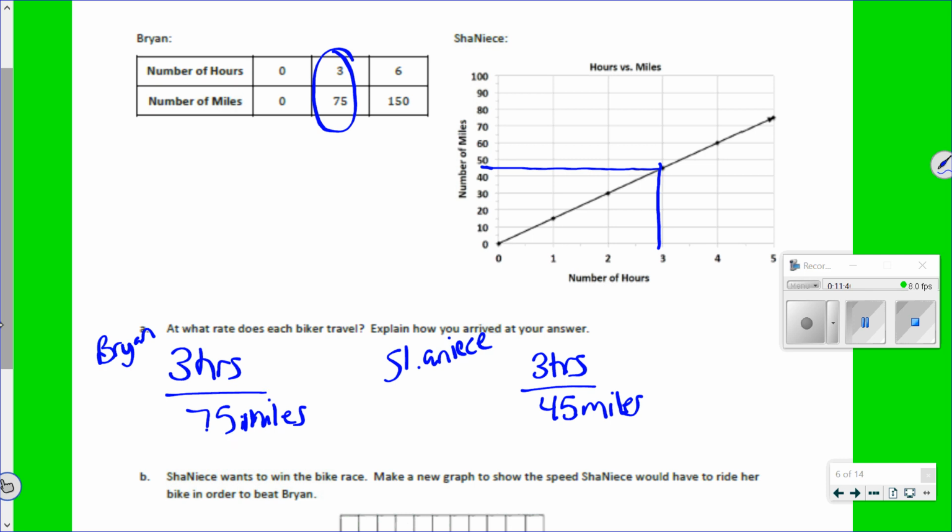So the first thing we need to do is set up, because we're going to go down to 1 hour. How do I go from 3 to 1? Divide by 3. So if I divide 75 by 3, what do I get?